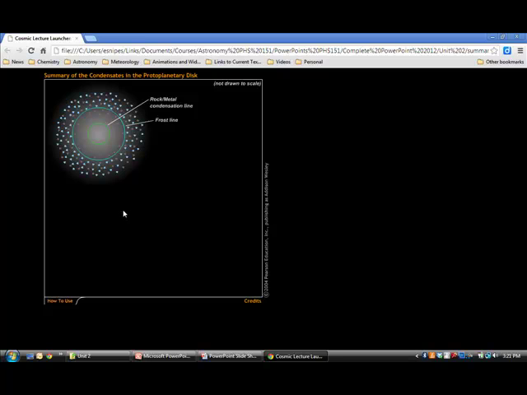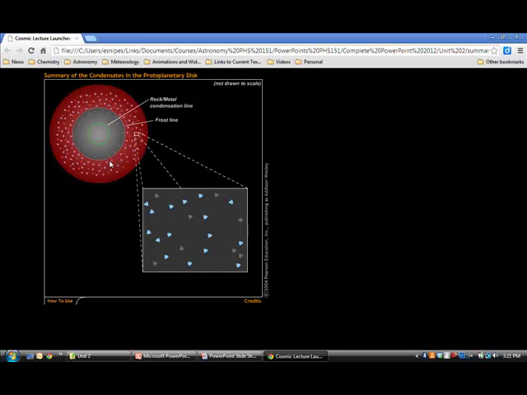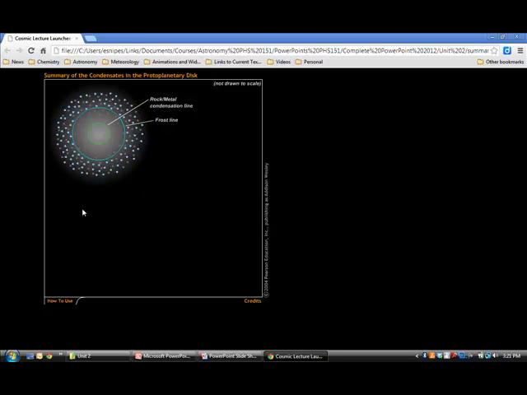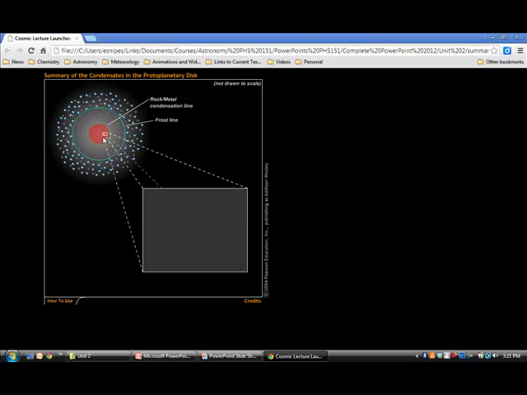So I mentioned the frost line, and here the frost line is a light blue line, and this green line, let me click there, and it says that within that green line, towards the center of our protostar, it's too hot for even rock and metals to condense.